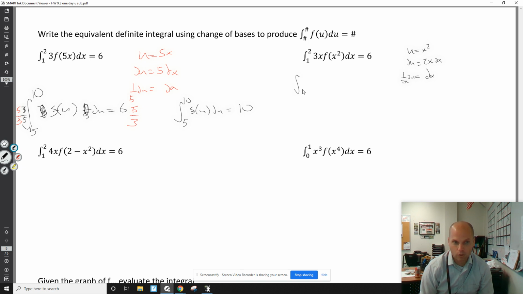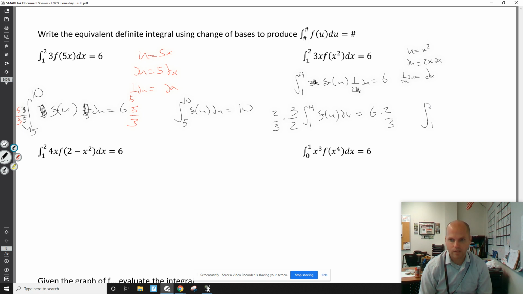So I will change my bases to be 1 to 4. I will keep the 3x. I will turn this into f of u. This turns into 1 over 2x du. That equals 6. The x's will cancel, but I'll be able to pull out the 3 halves and then multiply both sides by 2/3. And I get the integral from 1 to 4 of f of u du equals 4.